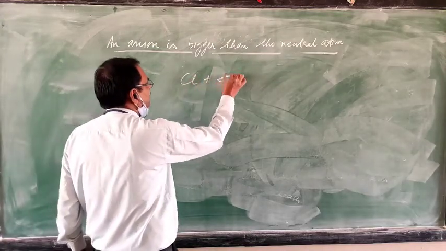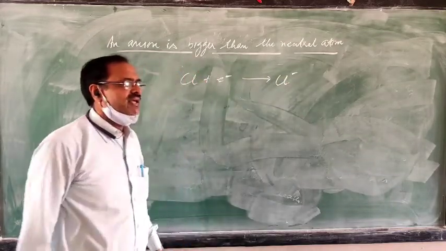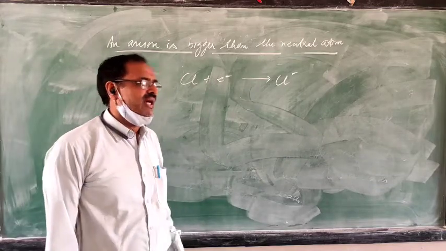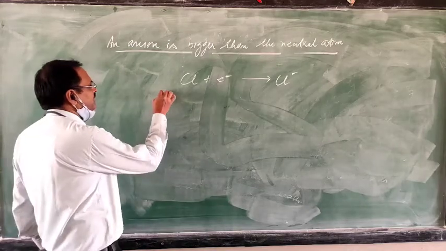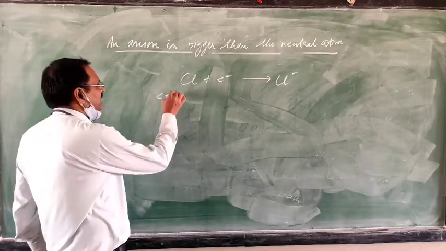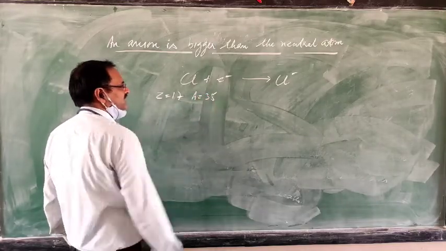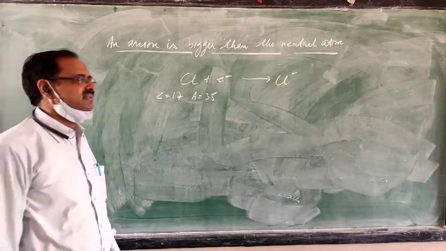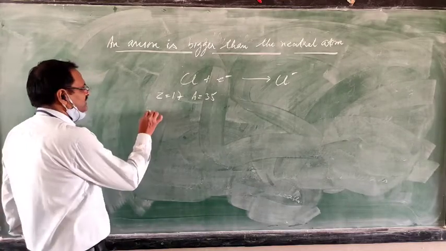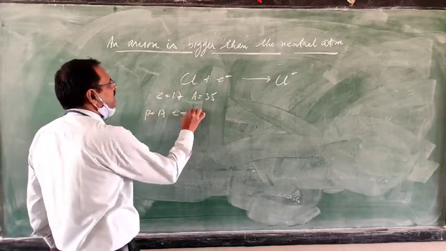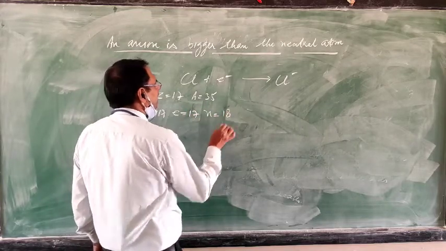So this chlorine takes one electron to form the chloride ion. The atomic number of chlorine, you know, is 17, and the mass number is 35. 35.5 is the atomic weight. The mass number is less than the atomic weight. So the number of protons is 17, the number of electrons is also 17, and the number of neutrons is 35 minus 17, that is 18.